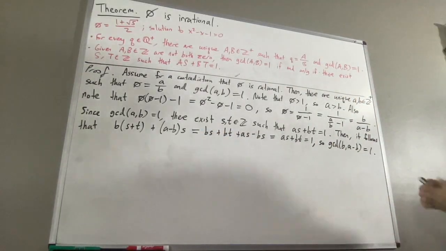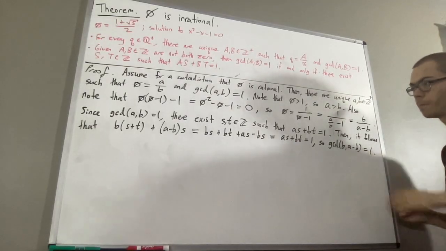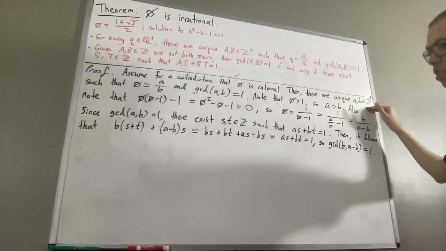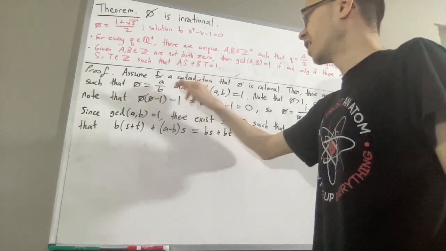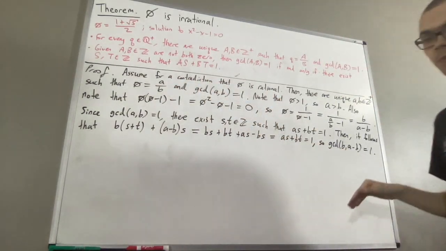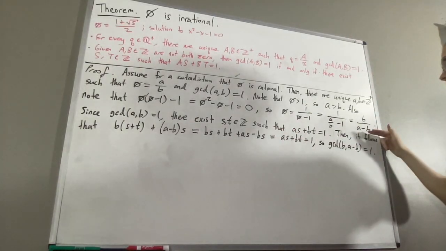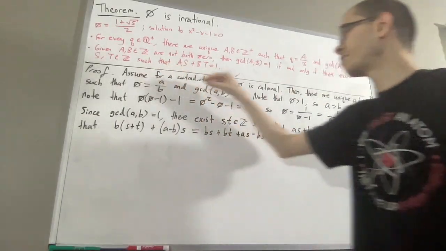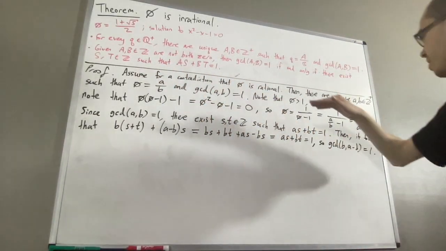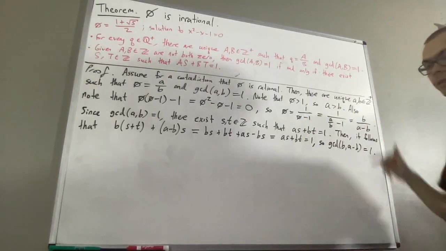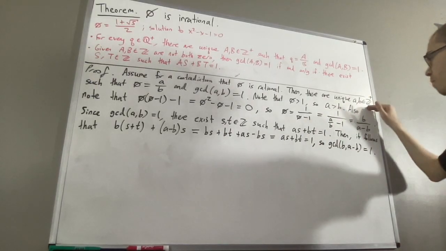Now, what's the reason for why we showed this? Well, we know that a and b are the unique pair of positive integers, such that the golden ratio is equal to a over b, and the greatest common divisor of a and b is equal to 1. Well, now we have just shown that b and a minus b is another pair of positive integers which satisfies the same conditions. Because, well, first of all, we know that b and a minus b are positive integers, right? A minus b is a positive integer because it is the difference of two integers and a is greater than b. So yeah, b and a minus b are a pair of positive integers.